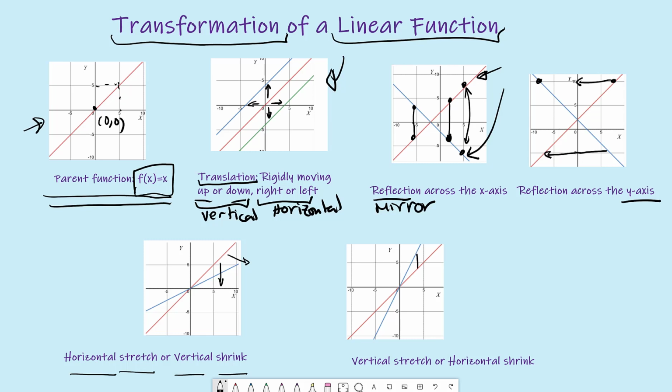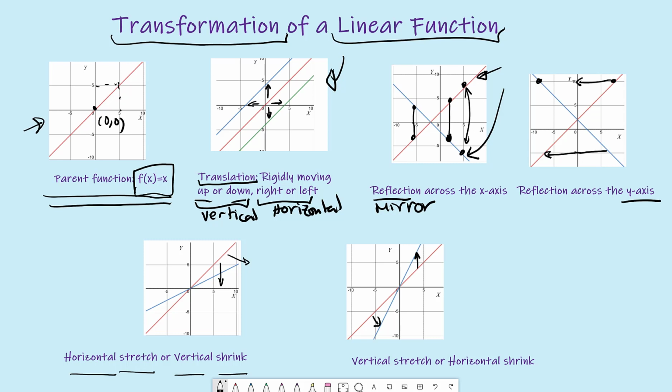Here again, the red goes up to the blue, or it's a horizontal shrink where we've gone from the red downward to the blue. So again, we can have both horizontal shrinks or vertical stretches, and we will look at these in more detail in subsequent videos.